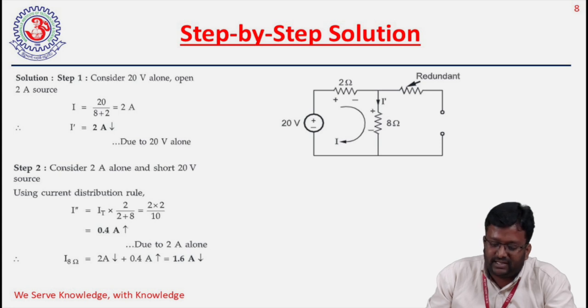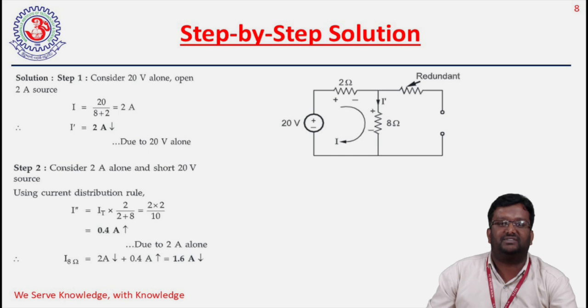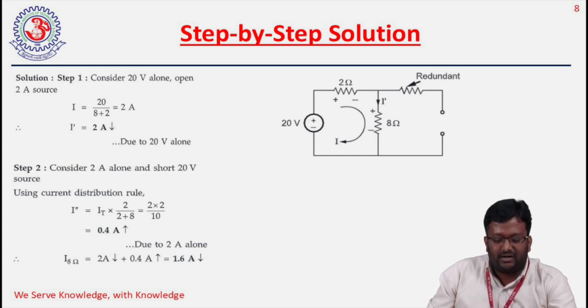When you take the 2 amps current, the current will be in the reverse direction, entering at minus and leaving from plus. Both the currents are in opposite directions, so we subtract the least value of current from the highest value of current. So finally we will get 2 amps in the forward direction plus 0.4 amps in the reverse direction, and we can add these two.